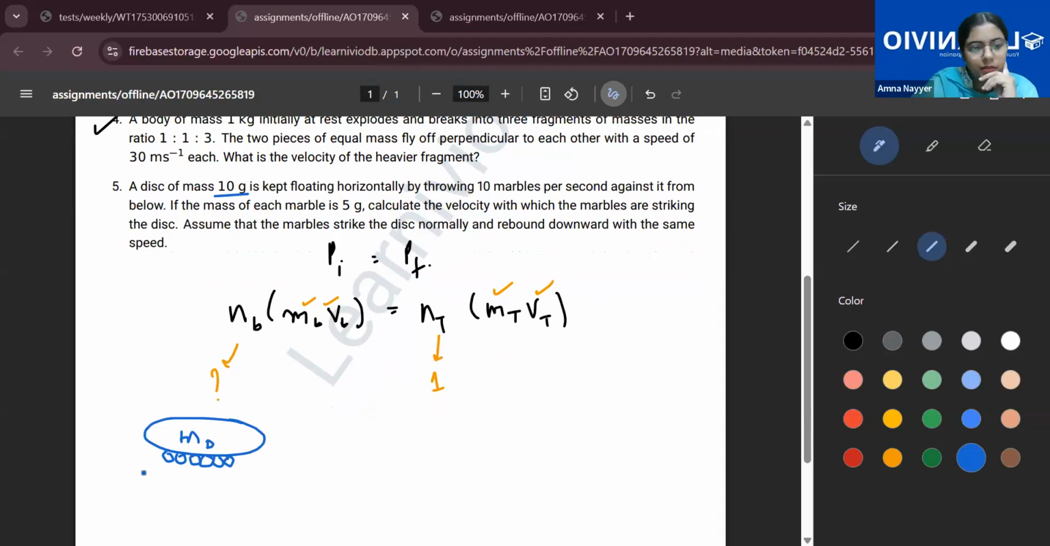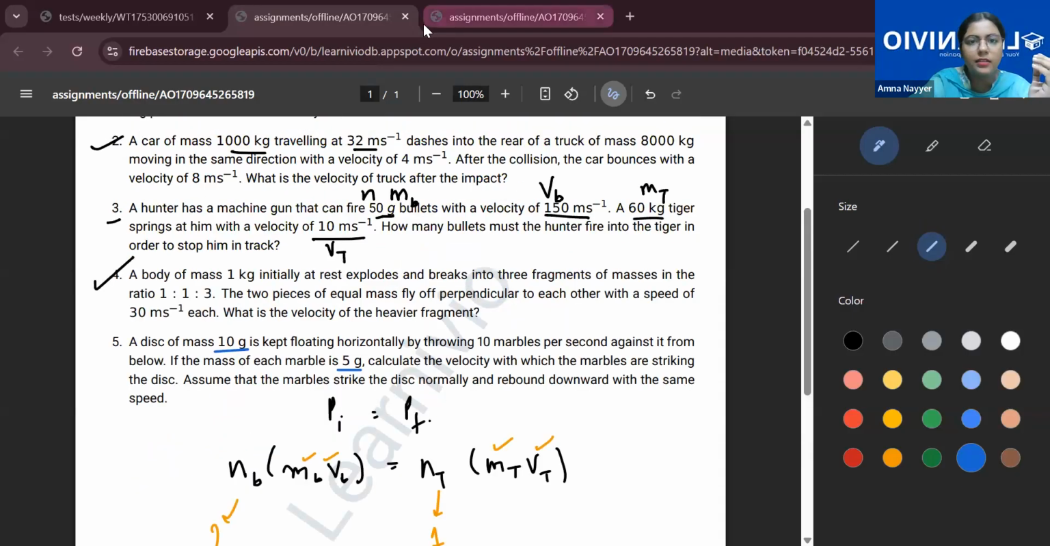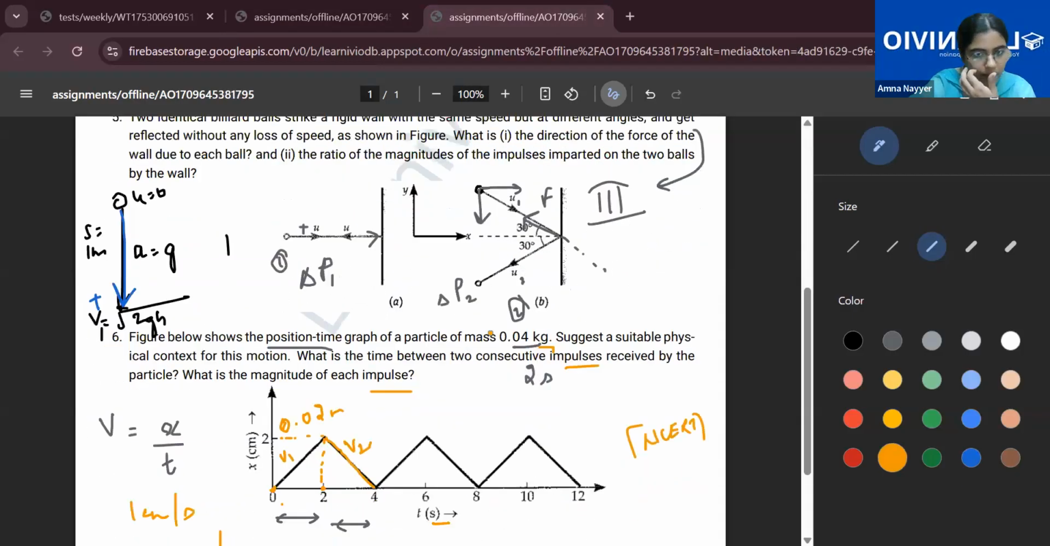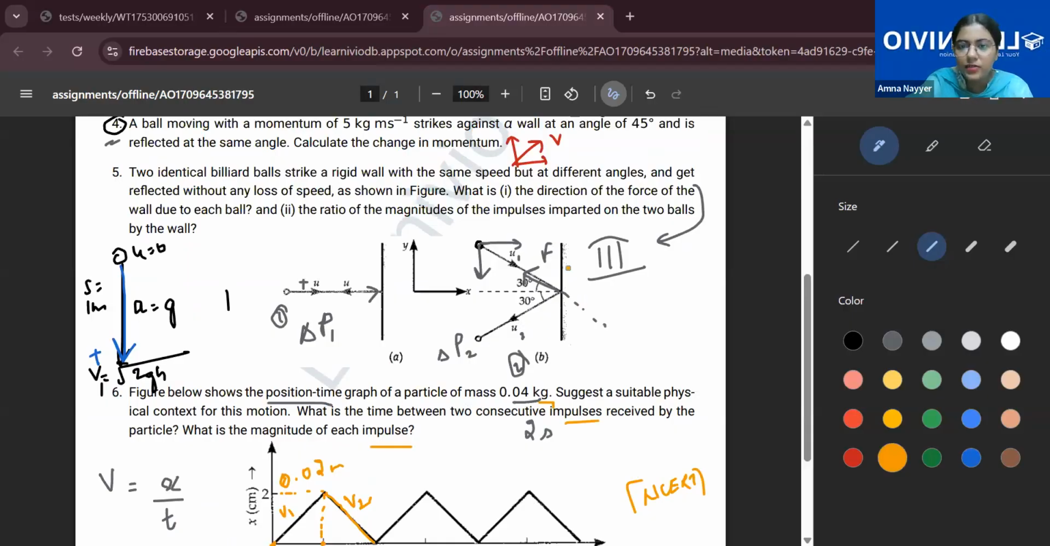And there are 10 marbles. The marbles number is also mentioned to us. If the mass of each marble is 5 grams, the mass of the marble is also mentioned. Calculate the velocity with which the marbles are striking the disc. Assume that the marbles strike the disc normally and rebound downward with the same speed. So instead of the mirror, the wall that we were taking here.